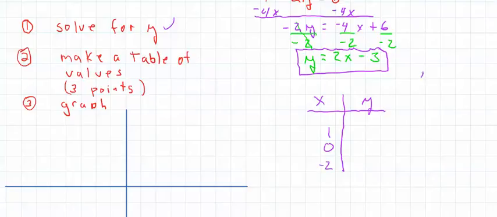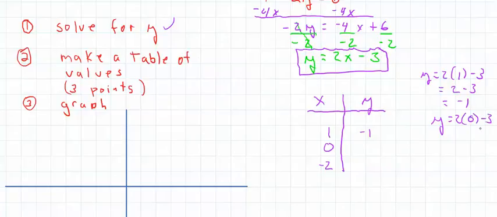So, y equals 2 times 1 minus 3. All I'm doing is plugging 1 into this equation to find out what y is. 2 minus 3, negative 1. Then I do y equals 2 times 0 minus 3. 2 times 0 is 0, so I just get a minus 3.